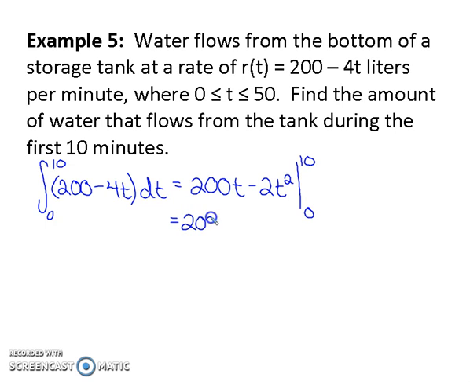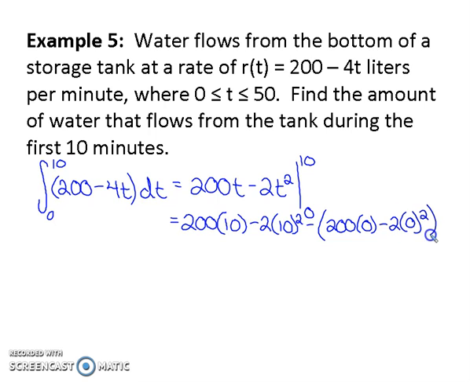So then we substitute our 10 in, and then we substitute our 0 in. So we get 2,000 minus 200, minus all that becomes 0. Oh, that's 2,000. There's another 0 in there. So that becomes 1,800.